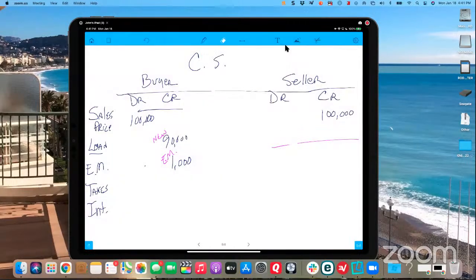Now we do have to post if the seller has a $74,000 loan, we have to pay that off. So that would be a debit. So this is the seller's loan. See that? Okay. So that would be a debit.